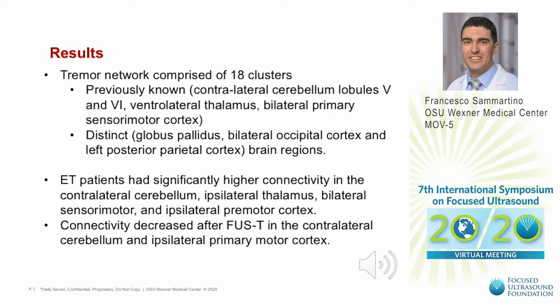We found that the tremor network was comprised of 18 clusters. Some of them were previously known, like the contralateral cerebellum lobes 5 and 6, ventrolateral thalamus, and bilateral primary sensory motor cortex, and others were new from the previous literature: the globus pallidus, bilateral occipital cortex, and left occipitoparietal cortex.